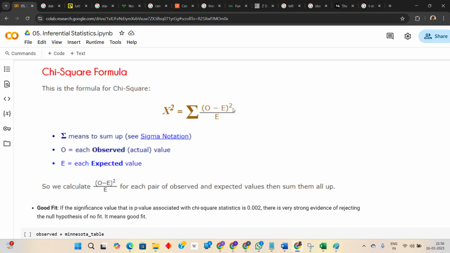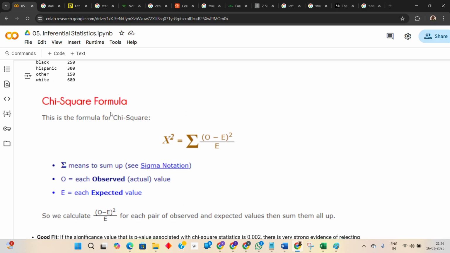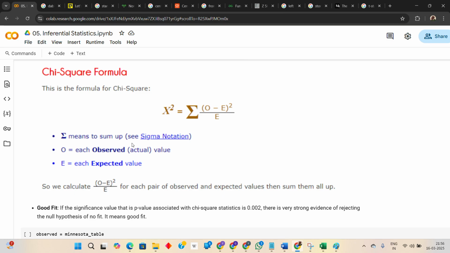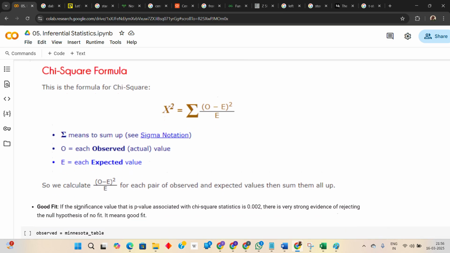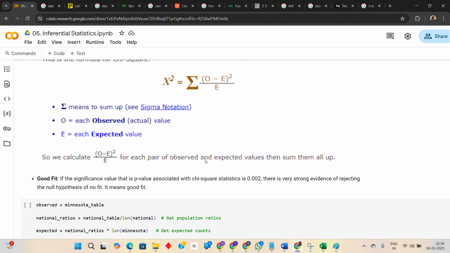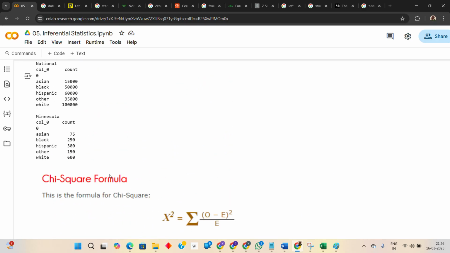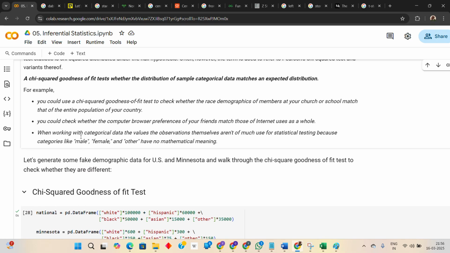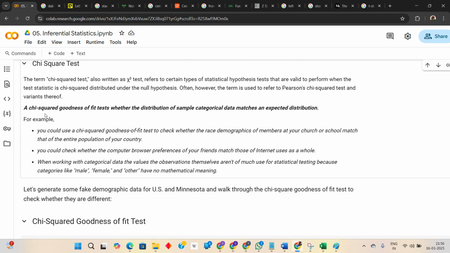If you take the summation of all such squares, that is what the chi-square is, Pearson's chi-square. Here, if we calculate this for each pair of observed and expected values, then we have to sum them up. That is the chi-square. If you do chi-square, what will we get? It is a goodness of fit: whether the distribution of sample categorical data matches an expected data distribution or not. We will get that information.